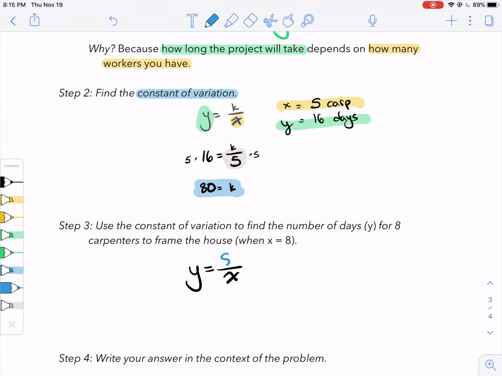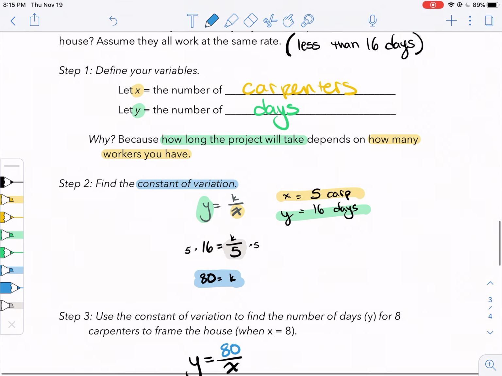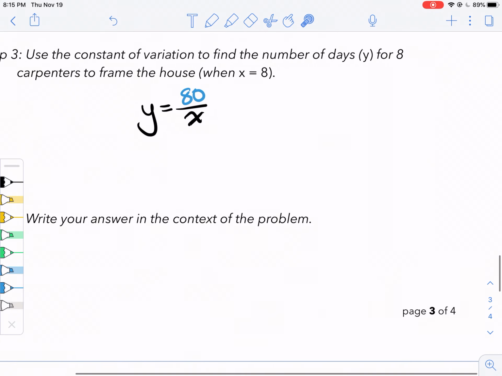So y equals 80 divided by x. Now we wanted to know how long the project will take with 8 carpenters. Remember, carpenters is our x, so we plug that right back in.